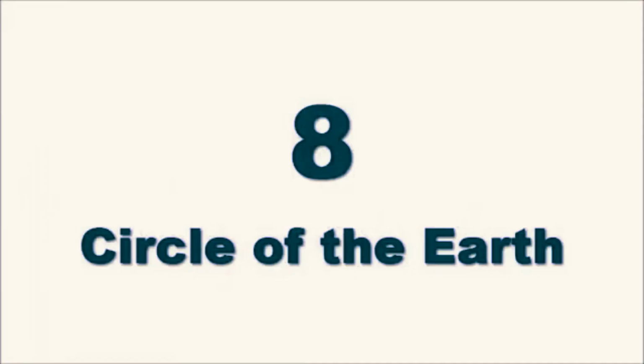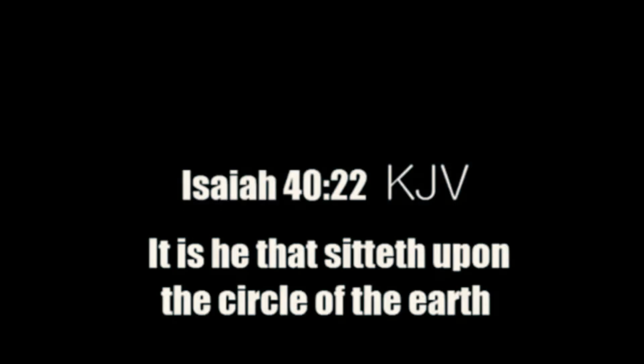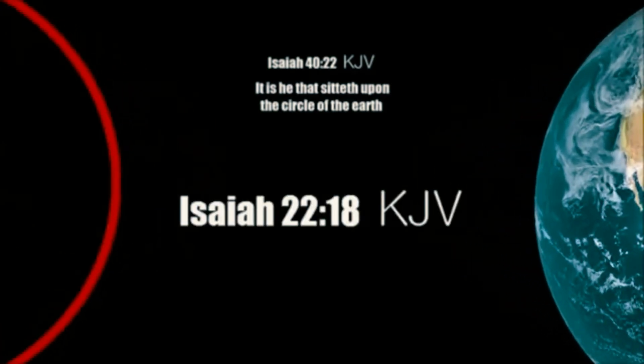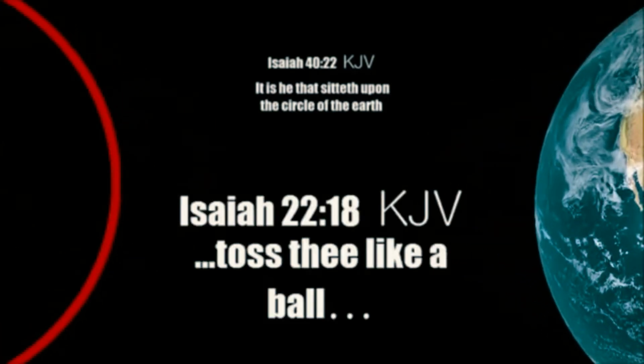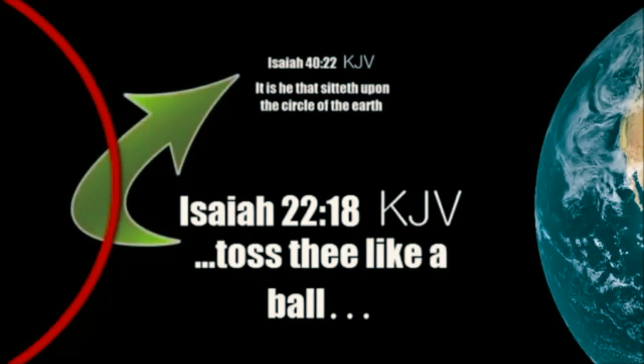Number 8, circle of the earth. So those who loosely read the Bible point to Isaiah 40 verse 22, which says, "It is he that sitteth upon the circle of the earth." And they use that verse to support a round earth. But there is a difference between a sphere and a circle. Isaiah knew the difference between a ball and a circle because he describes a ball in Isaiah 22 verse 18. So why did Isaiah not use the same word for ball when describing the earth in chapter 40?